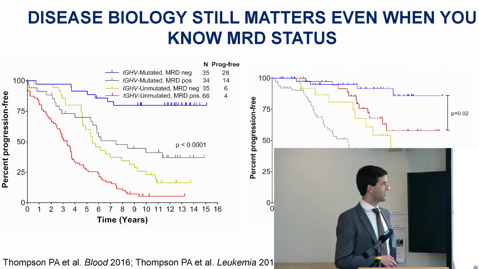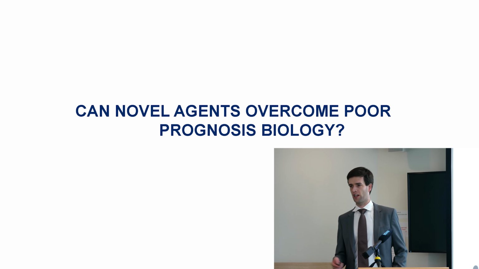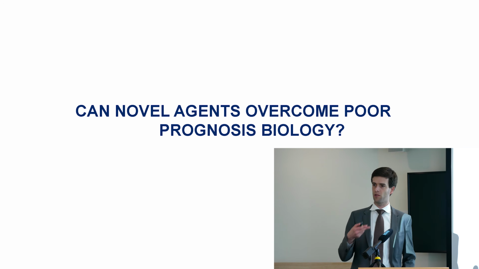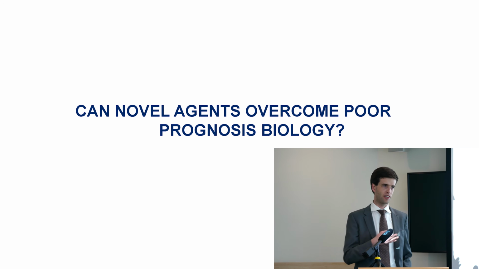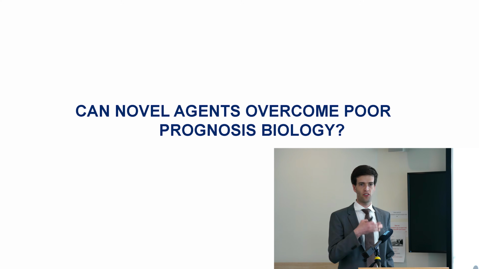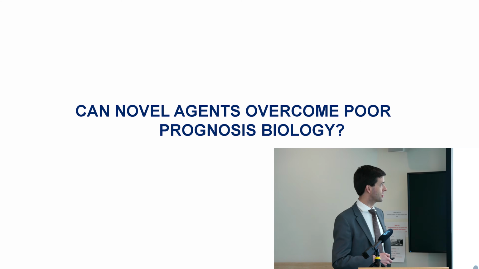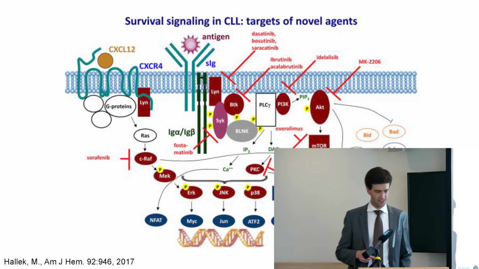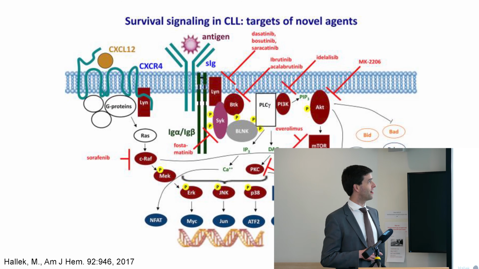So the next question that comes is, okay, we can identify some groups of patients who have disease biology which is associated with less good outcome after chemoimmunotherapy. So do some of the new treatments that we have maybe overcome this high-risk disease biology? This is a very complicated slide, but bear with me.